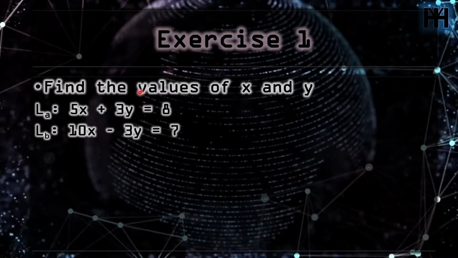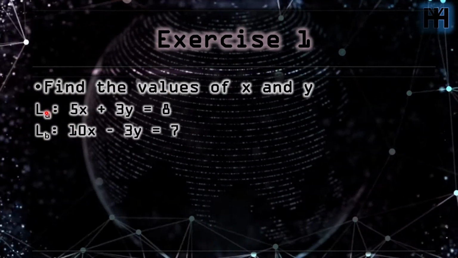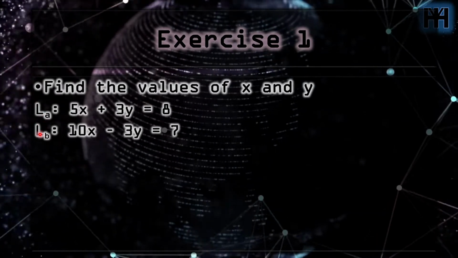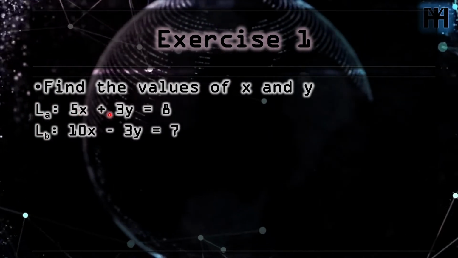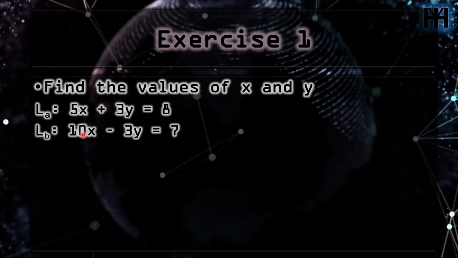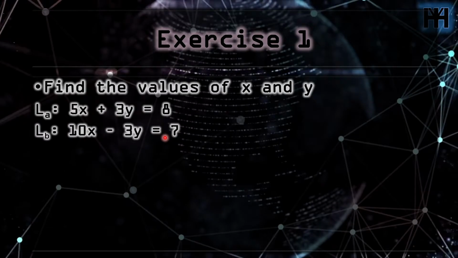Exercise 1. Find the values of x and y. Let's say we have linear equation A and linear equation B. Linear equation A has 5x plus 3y equal 8, and linear equation B is 10x minus 3y equals 7.